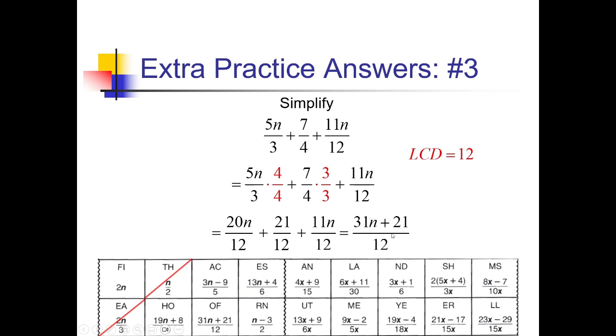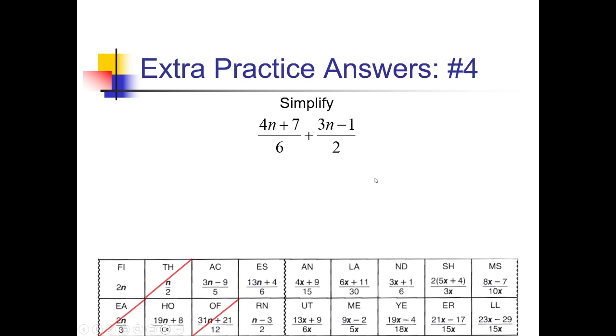We have our common denominator of 12. And let me see, can I reduce this? Can I factor the numerator at all? It doesn't look like it. So I'm actually done. This is as good as it's going to get. So 31n plus 21 over 12 right down here. It's gone. There we go.